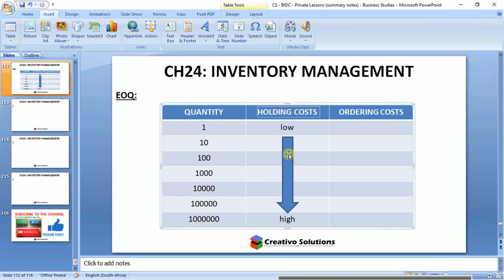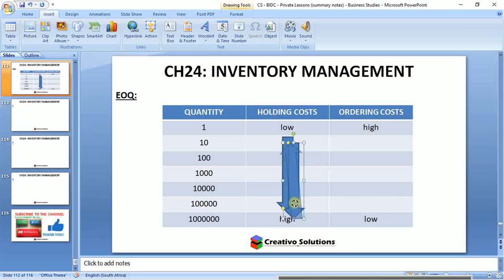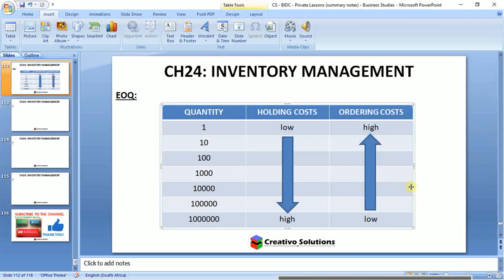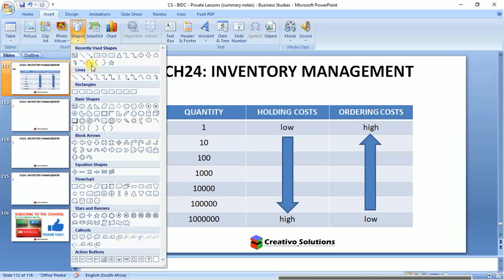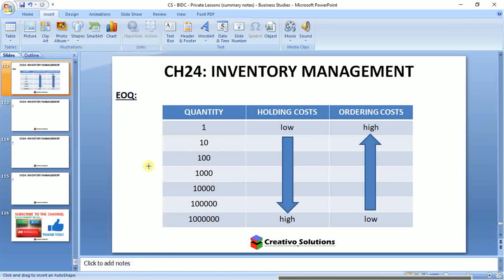Okay, if you have a graph that slopes down, so let me ask about ordering costs. If I order 1 unit versus I order 1 million units, in terms of the order cost, it would be less per unit. So here you would have high and then you would have low there. So now where would the EOQ be? If the one goes up and the one goes down, where's the EOQ? Exactly. There's the key. So this point, somewhere in the middle.